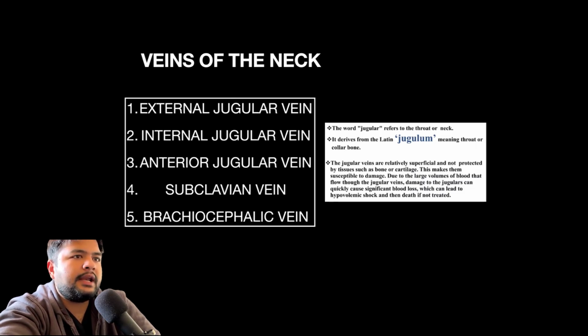The jugular veins are relatively superficial and not protected by tissues such as bone or cartilage. This makes them susceptible to damage. Due to the large volumes of blood that flow through the jugular veins, damage to the jugulars can quickly cause significant blood loss, which can lead to hypovolemic shock and even death if not treated.